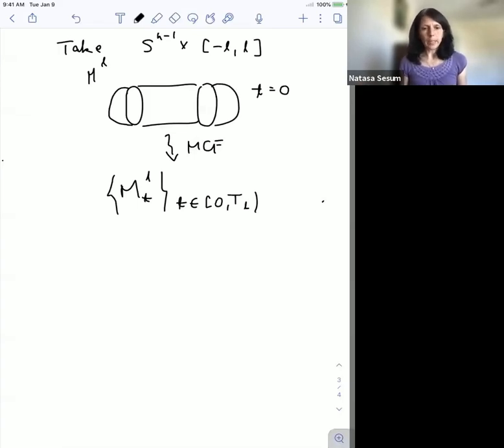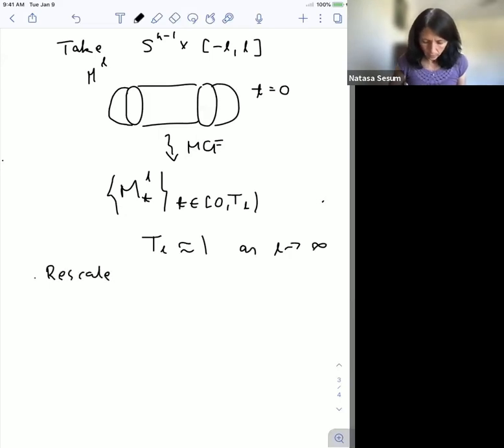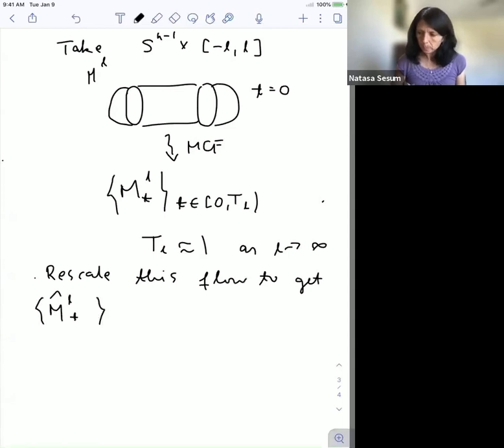And by using cylinders as the interior from outside and spheres as the barriers from outside, and using the spheres as barriers from inside, you can actually show that this TL is comparable to 1 as L approaches infinity. Okay, and now what you do, you rescale this flow to get a rescaled flow, which I'm going to call M hat sub L of t, where t now belongs to T hat L up to 0.